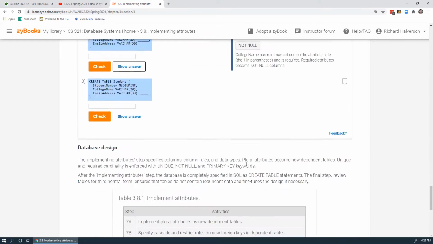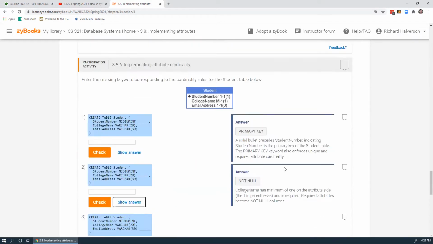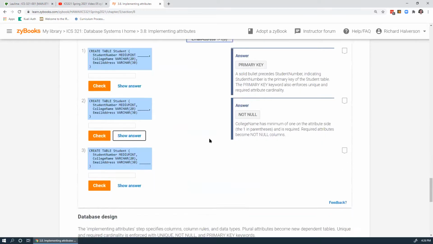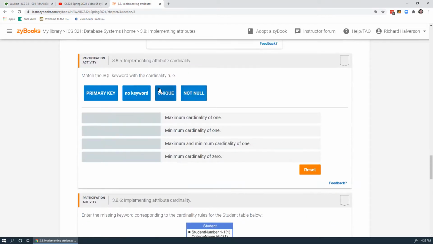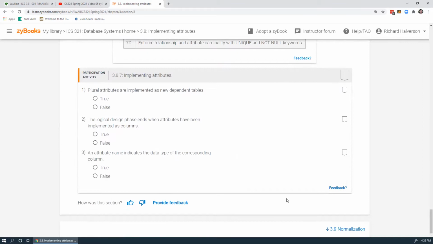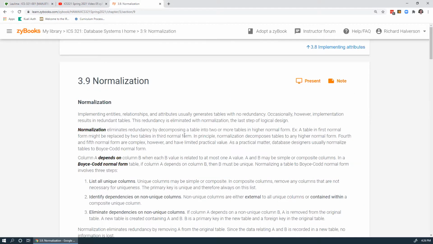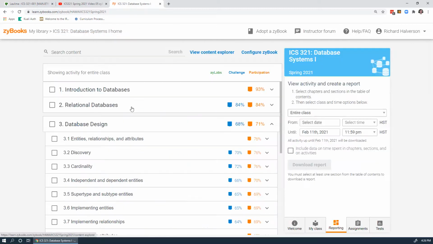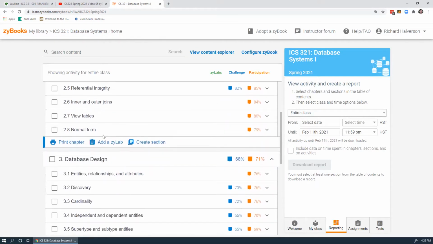I see. Okay. When to use not null? When to use unique? And normalization, this is a lot like what was covered in the last section of the last chapter, which was normal forms.